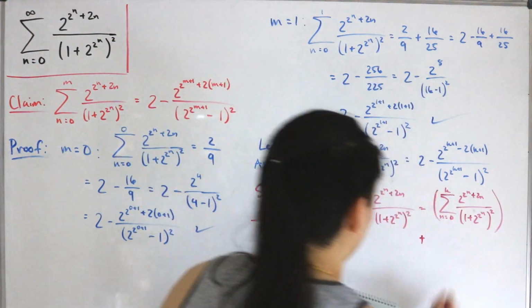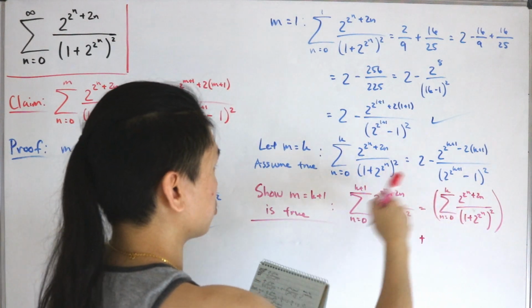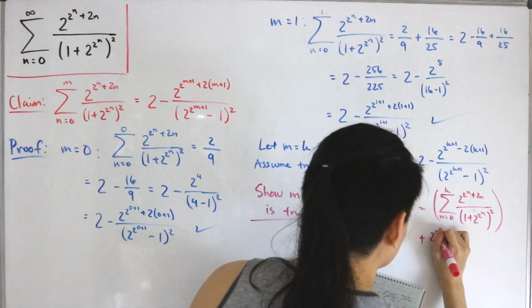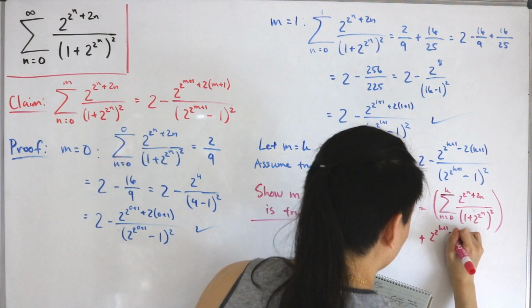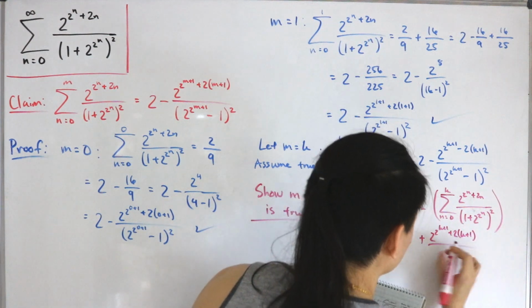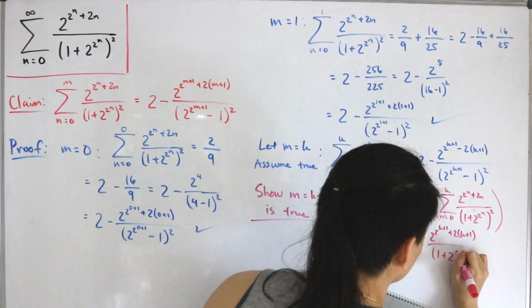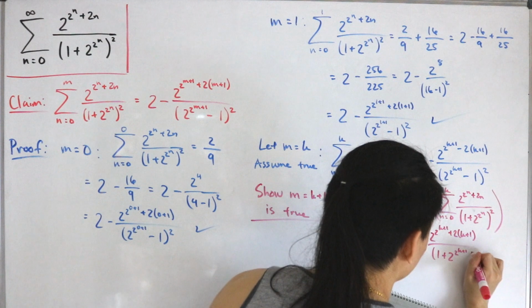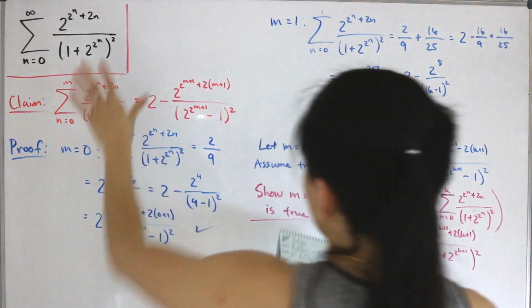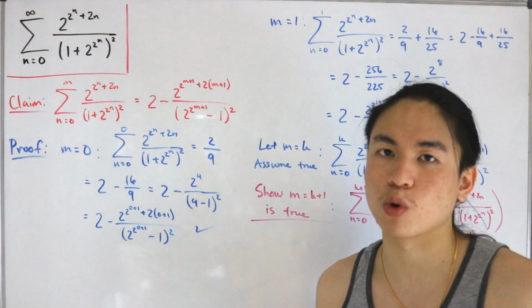And then lastly, put this for the k plus 1 term over here, so that means now we have 2 to the power k plus 1, plus 2 times k plus 1, all this being divided by 1 plus 2 to the power 2 to the power k plus 1, and then quantity square. Okay, so with this in mind, let me erase this side and then we can continue forward.